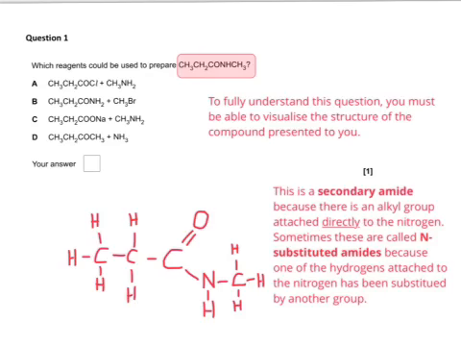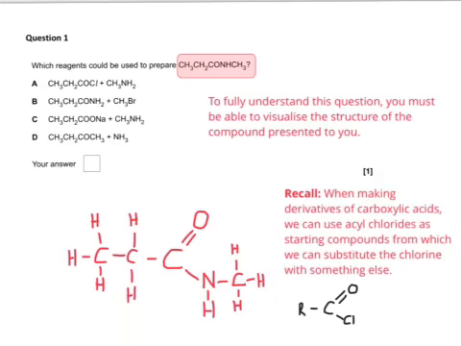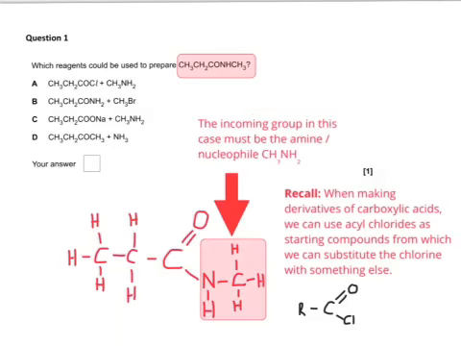And that's because there's an alkyl group attached directly to the nitrogen, in this case a methyl group. And sometimes we call these N-substituted amides because one of the hydrogens attached to the nitrogen has been substituted by another group. So you need to be able to recall that when we make derivatives of carboxylic acids, we can use acyl chlorides as starting compounds from which we can substitute the chlorine with something else. Now this is usually a nucleophilic reaction, so therefore the nucleophile in this case must be the amine CH3NH2, which now leads us to answer A.